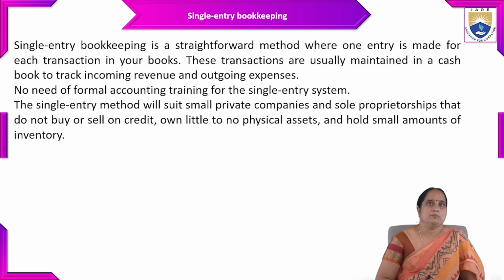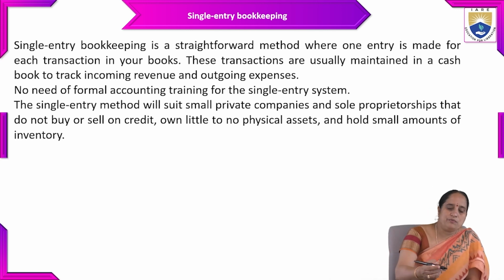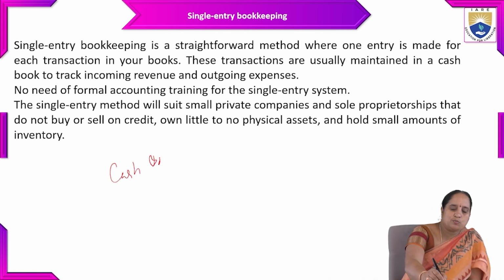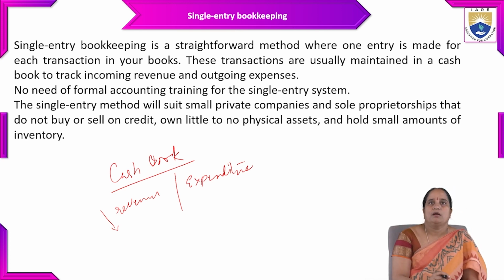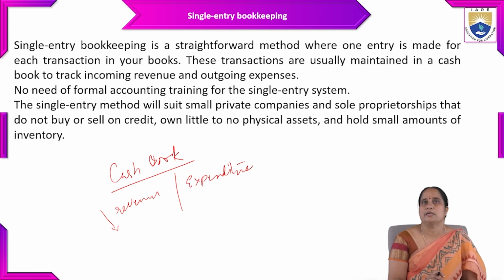So single entry bookkeeping is a straightforward method where only one entry is made for each transaction in the books of accounts. These transactions are usually maintained in a cash book to track incoming revenue and outgoing expenses. For example, in the cash book, the transactions related to revenue and expenditure are going to be mentioned. So just what comes in and what goes out. So that we are going to mention only one transaction in the book of account. So that type of system is known as single entry bookkeeping.